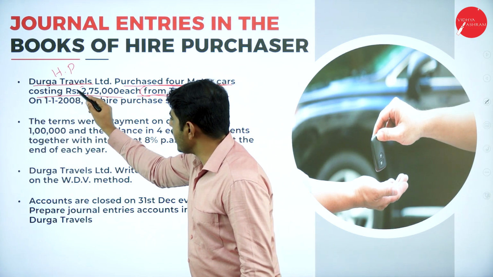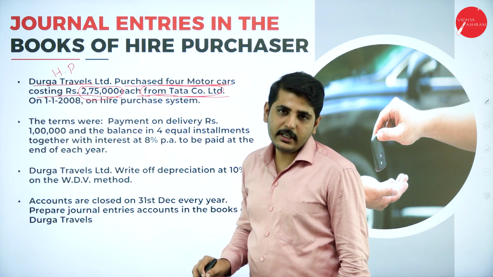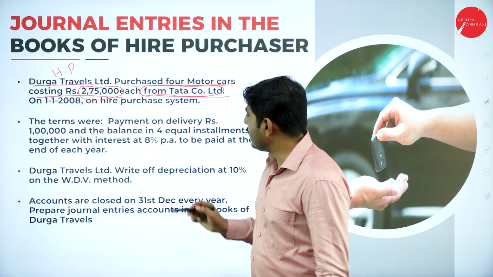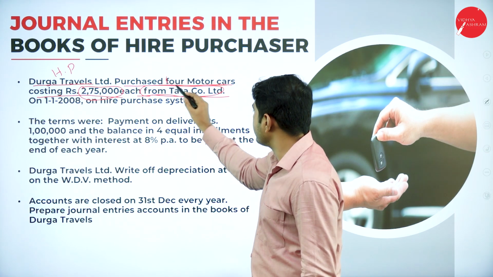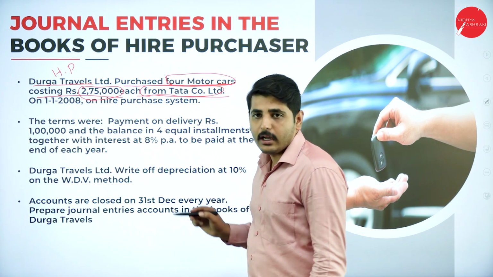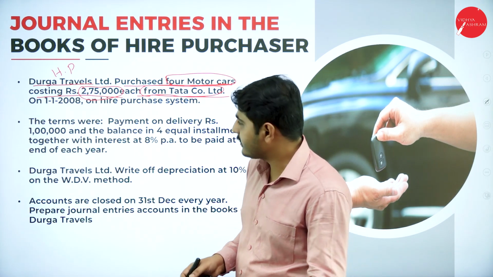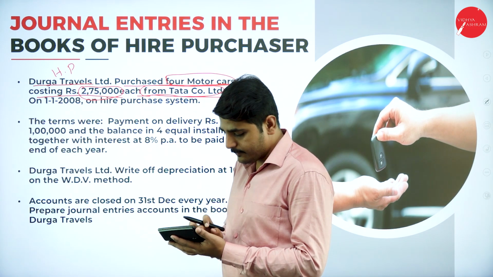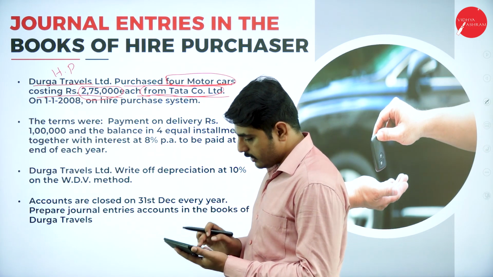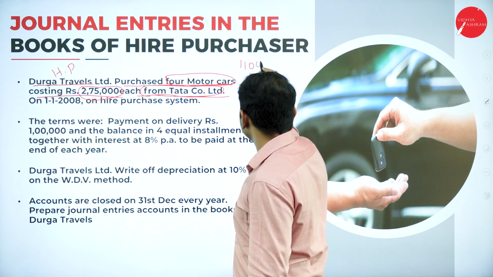So Durga Travels purchased 4 motor cars, the asset, from Tata Company. What is the cash price of each car? It is 2,75,000. And how many cars we purchased? 4 motor cars. Let's see what is the total cash price of the asset. So it is 2,75,000 into 4 motor cars. Then our cash price is 11 lakh.